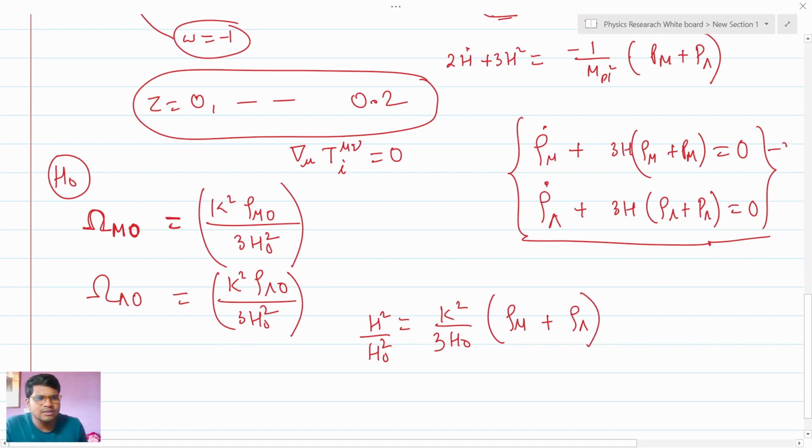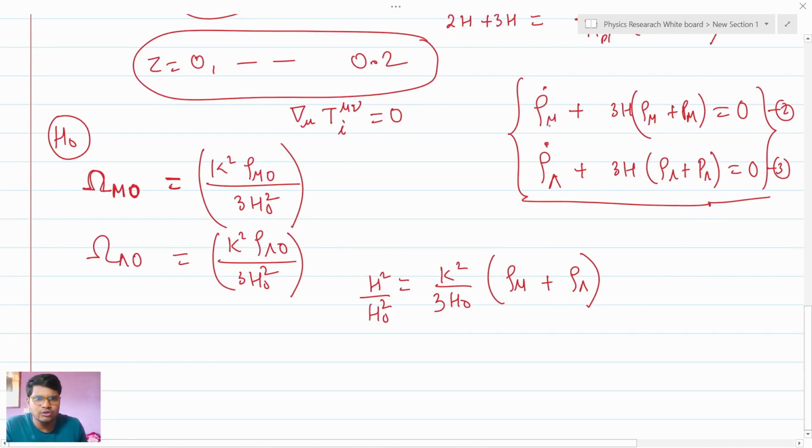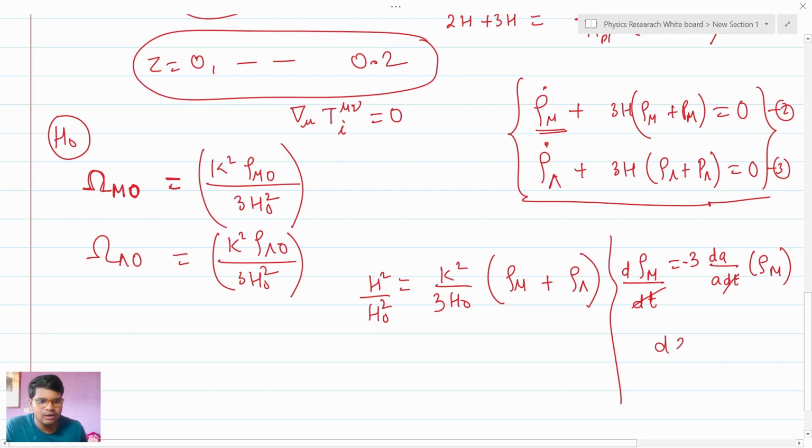Now from these equations, equation number 2 and equation number 3, I can easily solve these equations, right? So if you try to solve this equation, let us say rho m dot is equal to minus 3H rho m, with pressure P m already 0. H is equal to what? dA over A dt, correct? And rho m dot I can write as d rho m by dt. Now this dt can be cancelled out. So I get d rho m over rho m is equal to minus 3 dA over A.